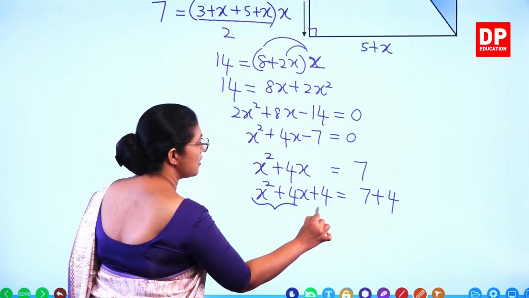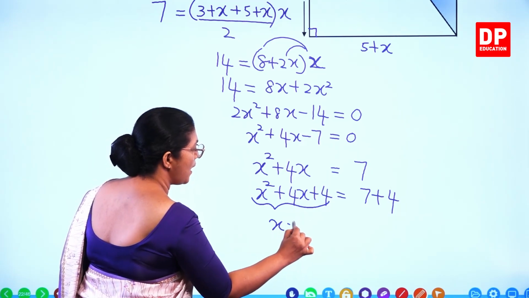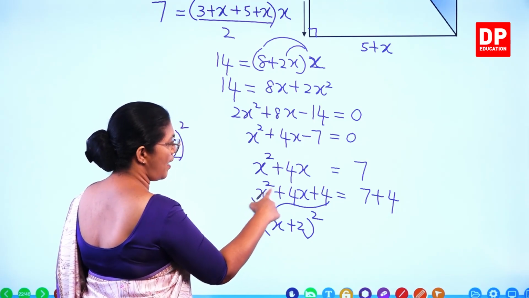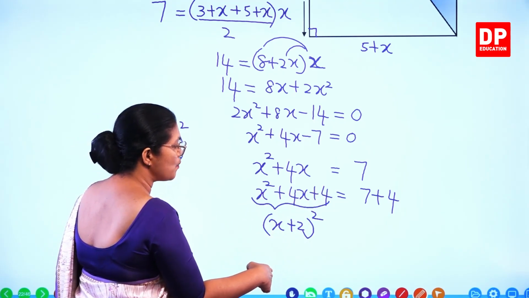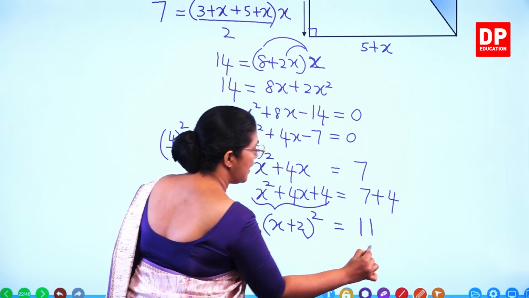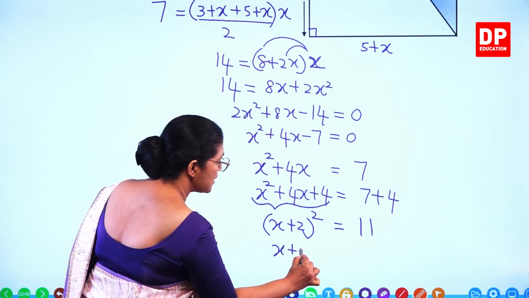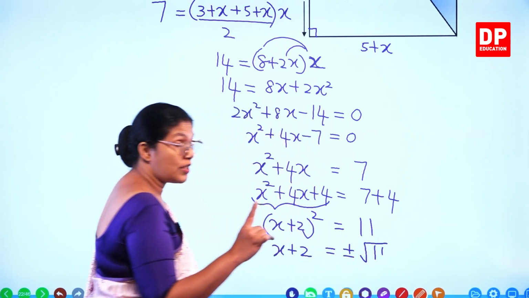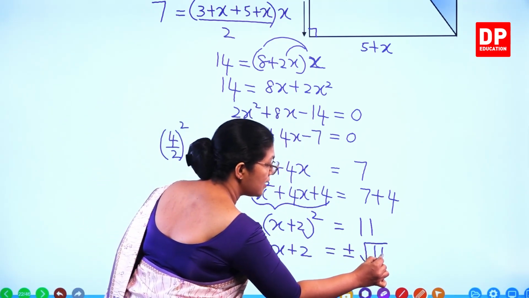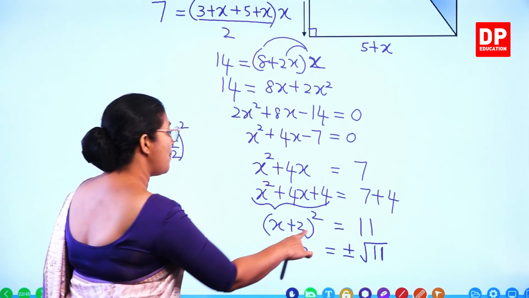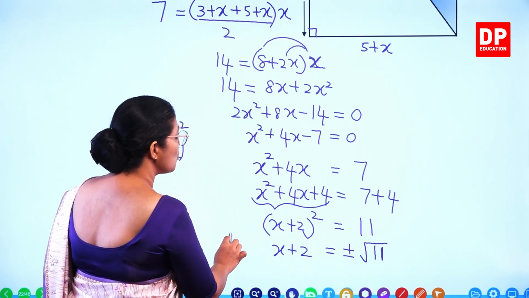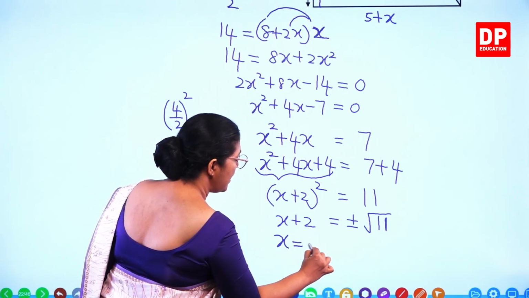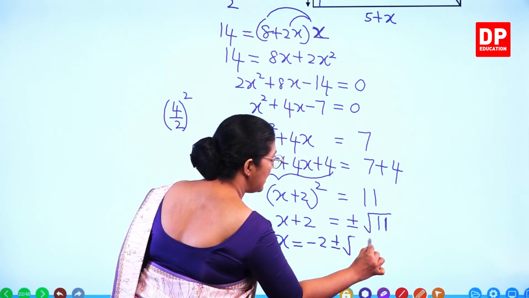So what's the quadratic one? You get x plus 2 squared, because the square root of x squared and the square root of 4 becomes 2. 7 plus 4 is 11. Take the square root of both sides. You get plus or minus square root 11. When you take any square root, you have to take the plus or minus value. So what is x? x becomes minus 2 plus or minus root 11.